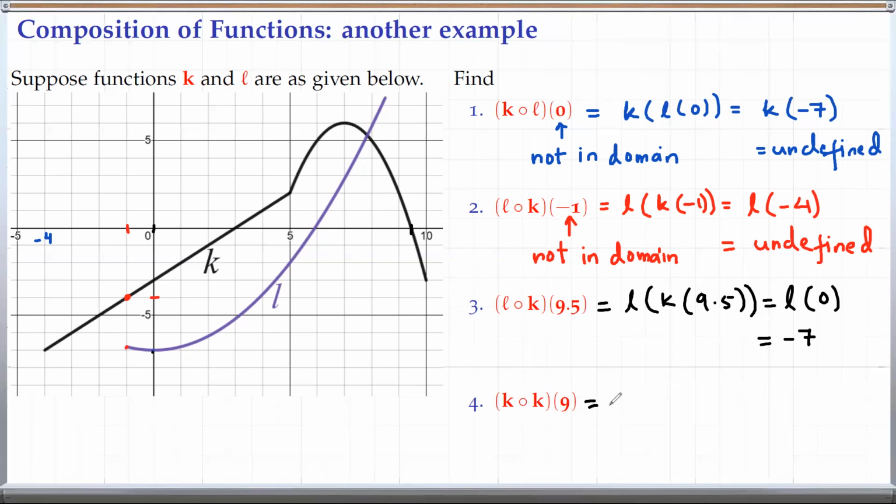The last one, k of k of 9. K of 9 is 2 over here. So we can first write this as k of k of 9. We see k of 9 is 2. The y value on the graph of k when x is 9 is 2. And now we look at k of 2. When x value is 2, the y value on the graph of k is -1. So this is -1. So this composition is -1.